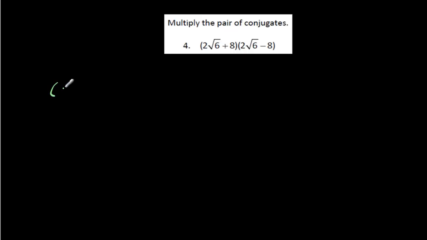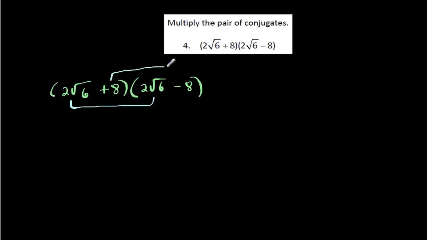Number 4, multiply the conjugates. So because they're conjugates, we don't have to do all 4 steps of FOIL. We can just skip and do the F and the L in FOIL. The F in FOIL will give us 2 root 6 times 2 root 6, which is 4 times 6, or 24. The reason why that happens is 2 root 6 times 2 root 6, we get 2 times 2 is 4. Then we get root 6 times root 6 is 6. 4 times 6 is 24.